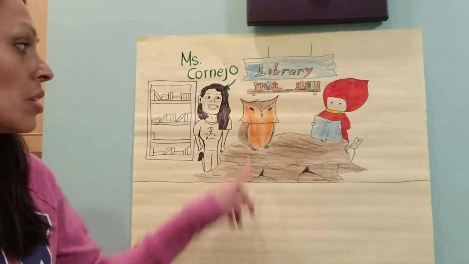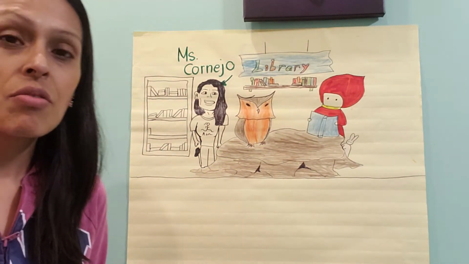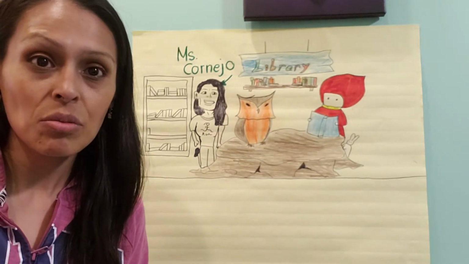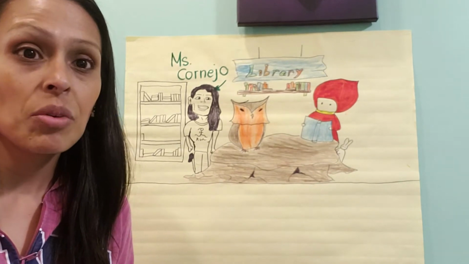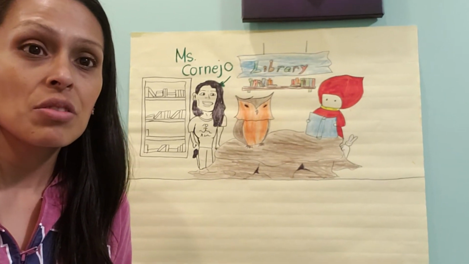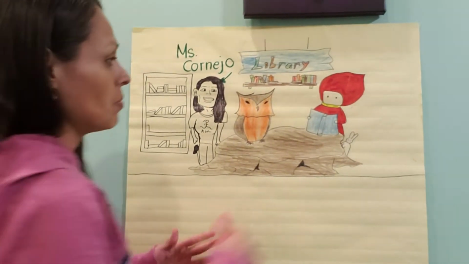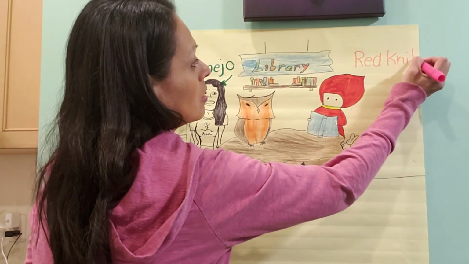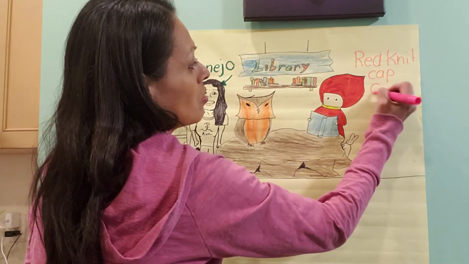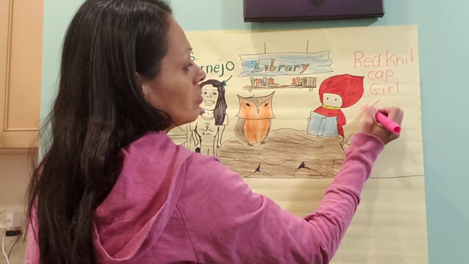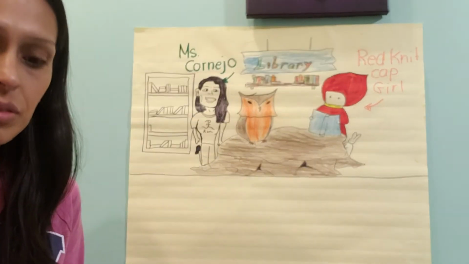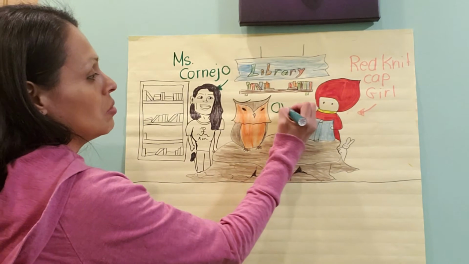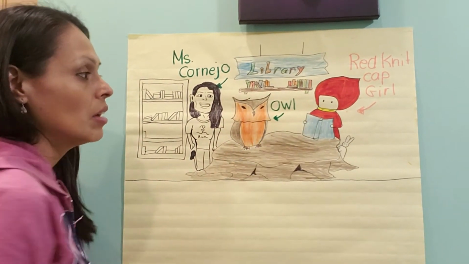Then I'm going to label the other two characters, okay? So I really like the story Red Nip Cap Girl. So I wanted to include two of my favorite characters from the story. So now I'm going to label the two characters. So the first character is Red Nip Cap Girl. So I'm going to label her Red Nip Cap Girl. And I also have the owl. So I'm going to label him OWL.